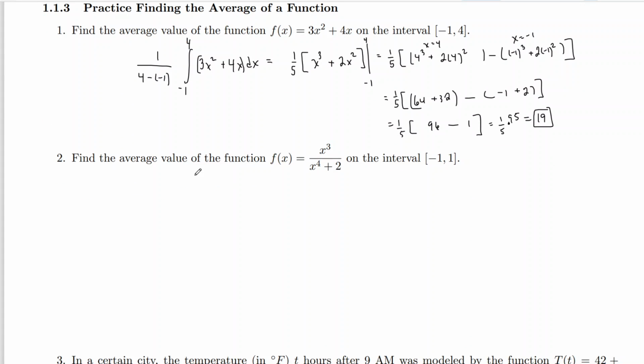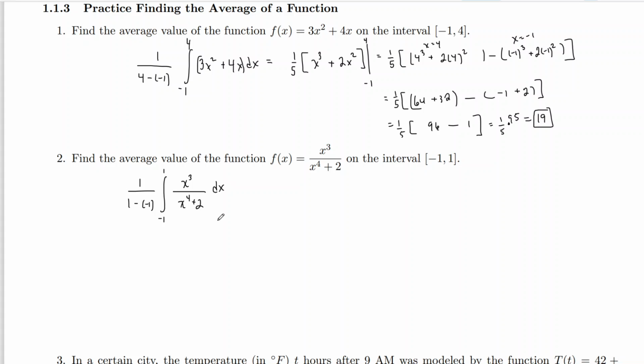Number 2 says find the average value of the function f of x equals x cubed over x to the 4th plus 2 on the interval -1 to 1. So we want to set up the integral and then just see what happens. We're integrating from -1 to 1 of our function x cubed over x to the 4th plus 2 dx, and we have to divide by 1 over b minus a, 1 over 1 minus -1.